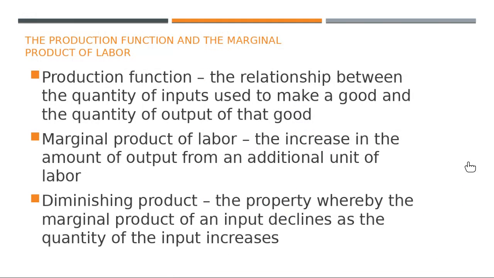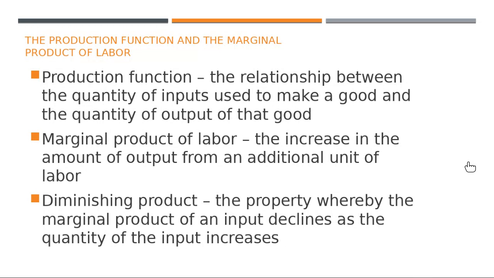Now, the production function is a way we measure the relationship of the quantity of inputs required to make a good and the quantity of output that they produce. So what we find is this production function allows us to measure also the marginal product of labor, and that is the slope of the production function gives us the increase in the amount of output from an additional unit of labor. And the overall trajectory of this production function, and the fact that it will get flatter as higher amounts of input are added, is a result of diminishing product.